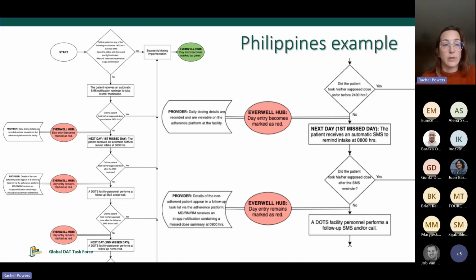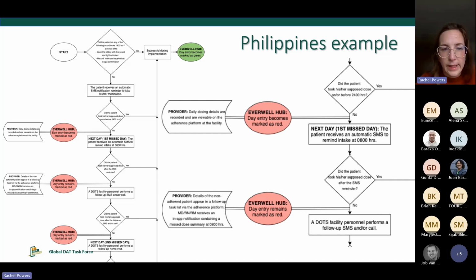But if they didn't take their dose, do they require a reminder message? Do they require a message to say, oops, you missed your dose, we're going to follow up with you? So this is how that flow chart looked in terms of capturing all of the actions that would take place both on the technology and the provider side.